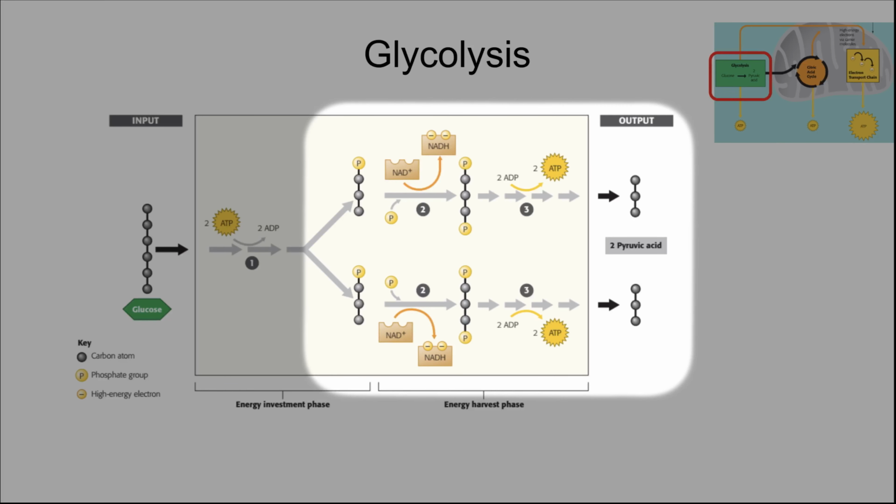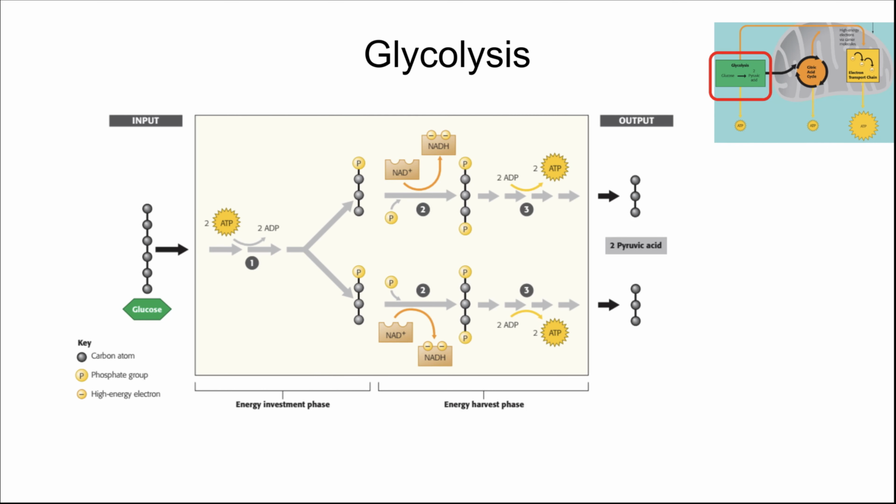Those 2 3-carbon sugars now undergo identical processes. They're shown here twice. You can look at either the top or bottom 3-carbon sugar and follow along. They both end up doing the same thing. The next phase is the energy harvest phase. This is where energy is gained from these 3-carbon molecules. You can see that NAD+ becomes a higher energy NADH molecule, and 2 ADPs are converted into 2 ATPs. Overall, 4 ATPs are produced during the energy harvest phase, and 2 molecules of NADH.